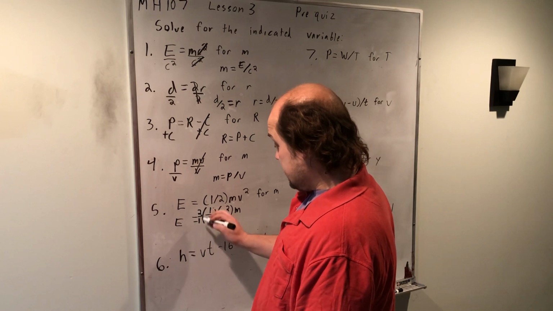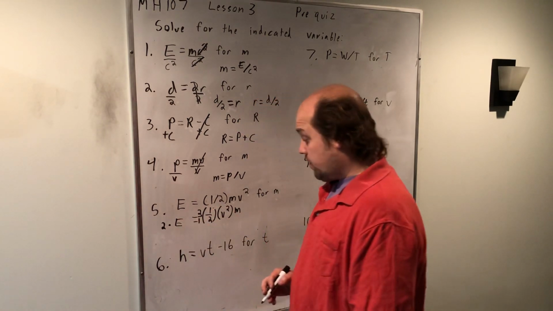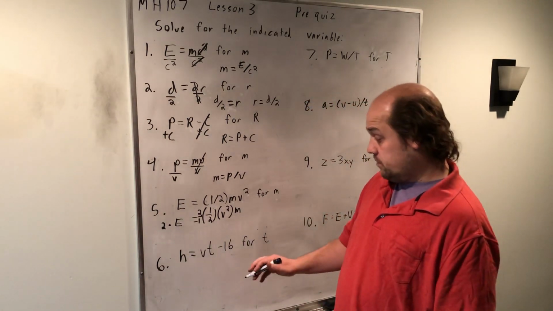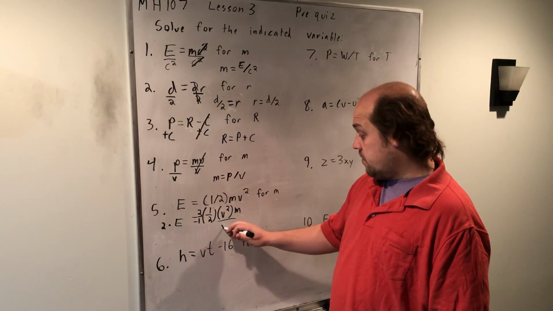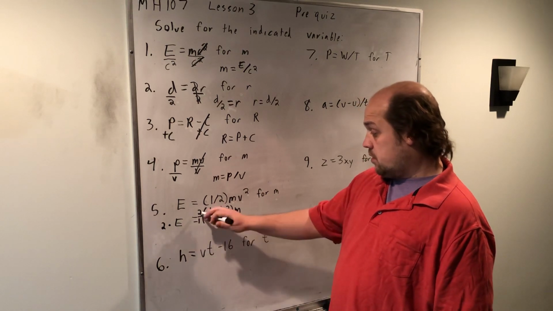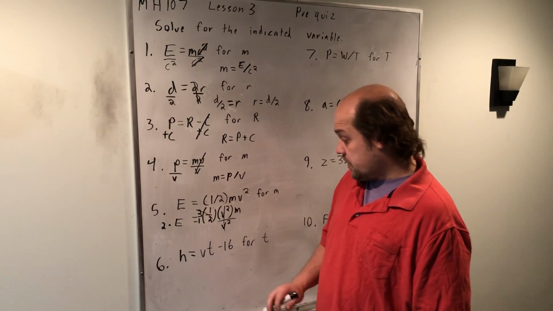When I do that to this side, 2 over 1 is really just multiplying by 2. So then I have to multiply the left side by 2 as well. To get rid of this v squared that's being multiplied, I need to divide by v squared. So here, these will get rid of each other. Here, these will get rid of each other, and I'm just left with an m.